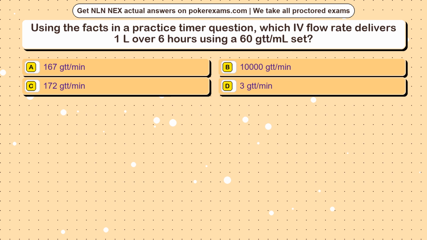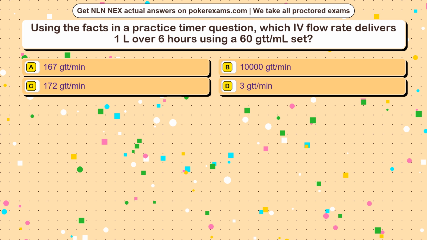Question 16. Using the facts in a practice timer question, which flow rate delivers 1 L over 6 hours using a 60 gtt/mL set? Option A. 167 gtt/min. Option B. 10,000 gtt/min. Option C. 172 gtt/min. Option D. 3 gtt/min.